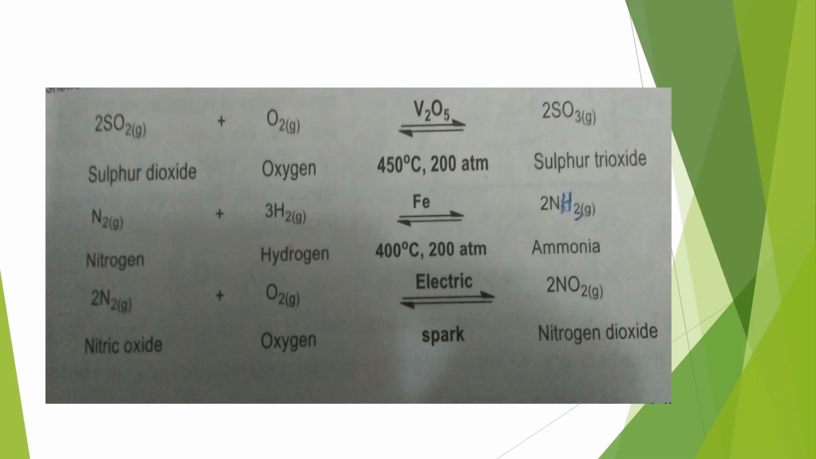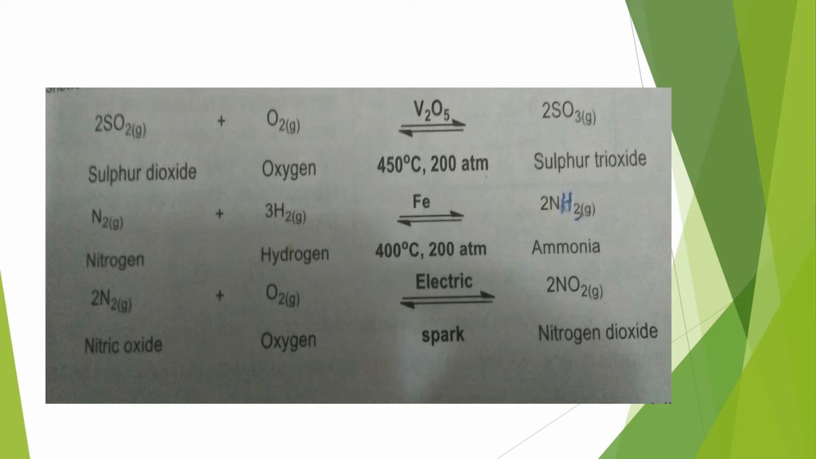Here a few examples of reversible reactions are given. In the first example, sulfur dioxide reacts with oxygen, producing sulfur trioxide. In this case, sulfur dioxide and oxygen are both reactants and sulfur trioxide is the product. The double arrow shows that reactants combine to form the product, and sulfur trioxide, our product, again retransforms into its reactants.